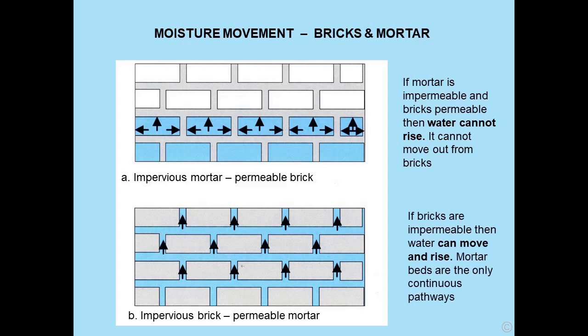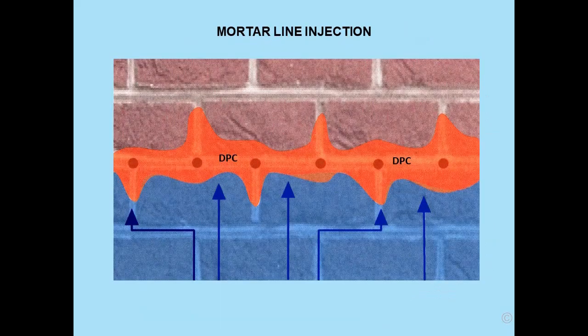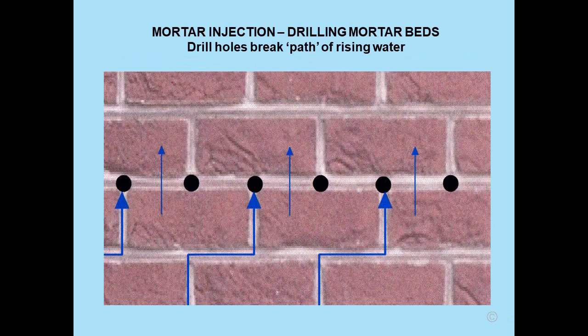Alternatively, if we've got impervious brick and permeable mortar, then water can still move and rise because the mortar beds form the only continuous pathways up the wall. It can bypass the bricks. And ideally, all damp-proof courses should be installed in the mortar beds. It is the mortar beds that are the most important. We also have another advantage of drilling mortar beds: we can drill the holes in the mortar beds, and these break the path, or at least some of the path, of the dampness to prevent it rising.